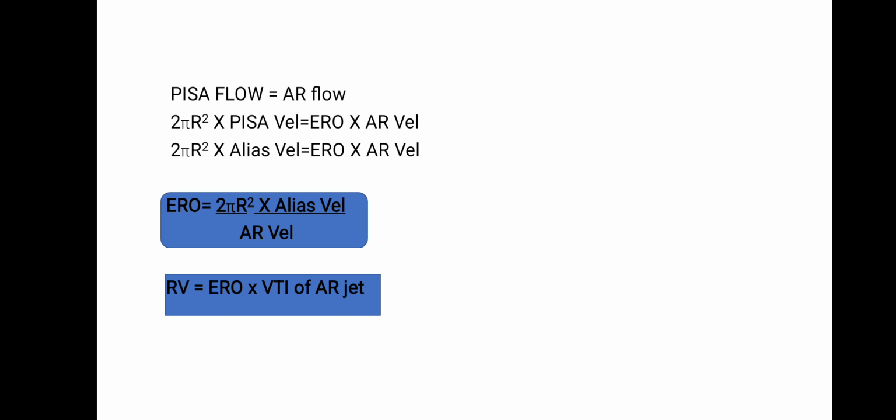PISA flow is equal to AR flow. 2 pi r square into PISA velocity is equal to effective regurgitant orifice area into AR velocity. 2 pi r square into alias velocity equals ROA into AR velocity. Effective regurgitant orifice area is equal to 2 pi r square into alias velocity divided by AR velocity. Regurgitant volume is equal to ROA into the velocity time integral of the AR jet.